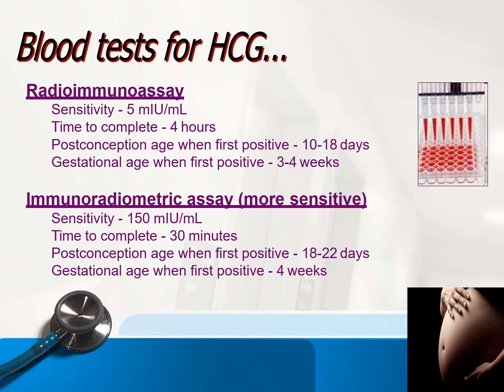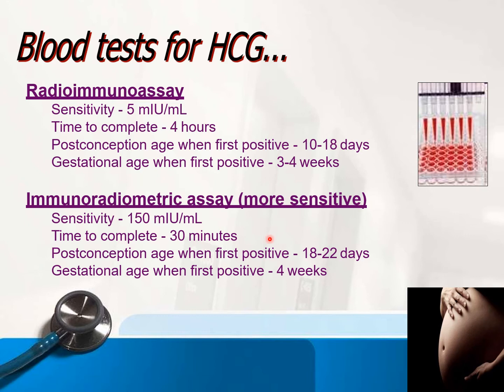And now let us see the radioimmunoassay. The sensitivity of this radioimmunoassay is 5 milliunits per ml, and it will take around 4 hours for the test. Post-conception, between 10 to 18 days, it will be positive. And in terms of gestational age, between 3 to 4 weeks, it will be positive.